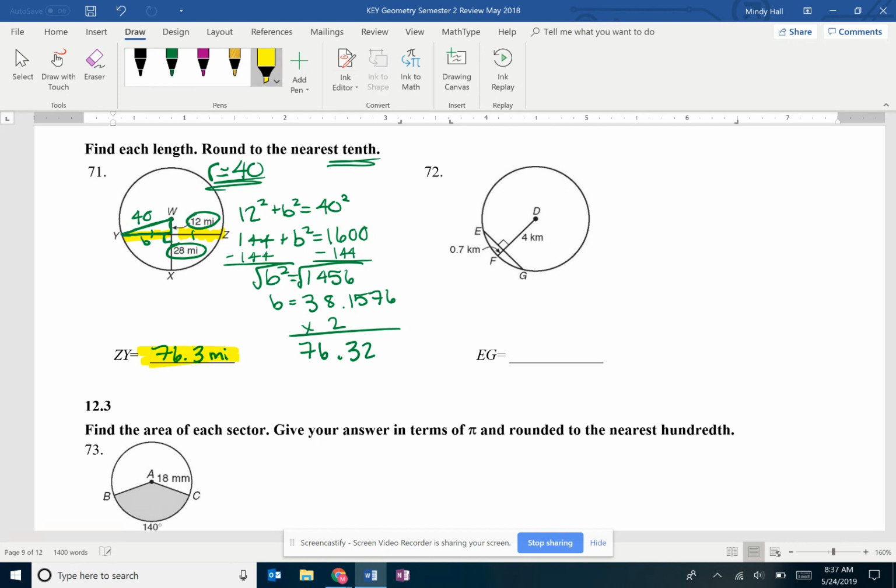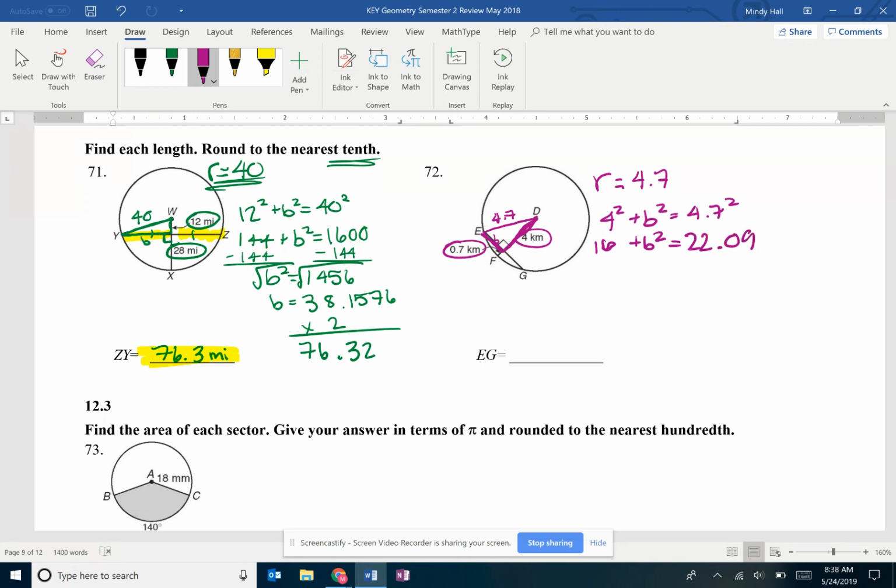Okay. So for 72, it'll be the exact same process. Our radius for this one is going to be 4 plus 0.7, so that'd be 4.7. So we draw in our right triangle right there. And we know that ED is 4.7. And then we're looking for B, which is that little short side. Again, we're going to be multiplying by 2, but for now, we're just going to set this up. 4 squared plus B squared equals 4.7 squared. So then that would be 16 plus B squared equals 4.7 times itself, which is 22.09.